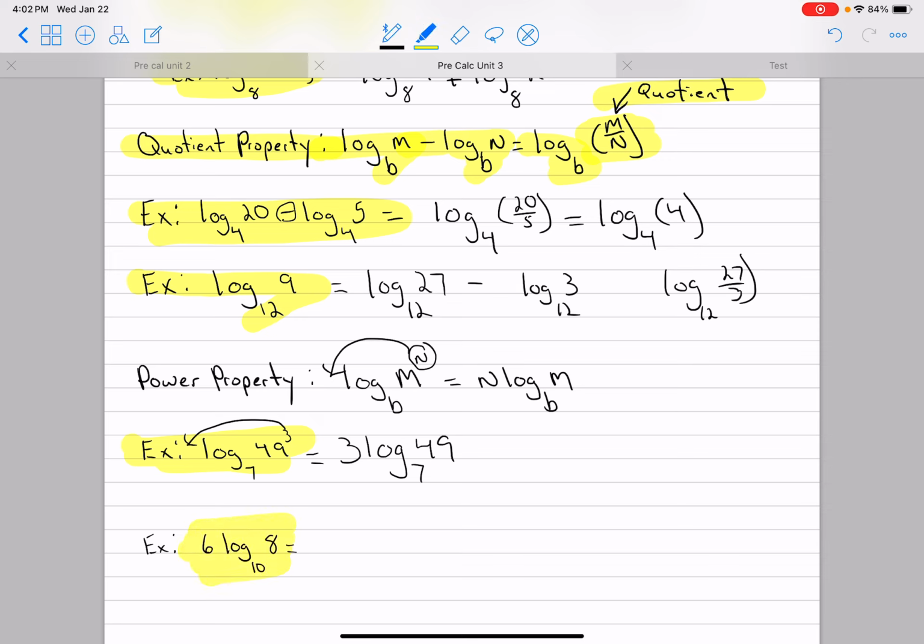And let me go ahead and rewrite this using the power property. You're going to do that. So you're like, oh, well, let's take this and move it right here. So I'm going to get log base 10 of 8 to the 6th power. That's all we're doing today.